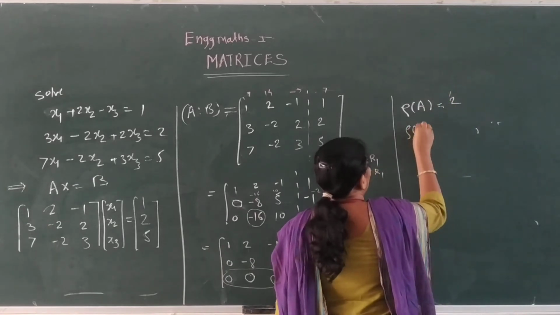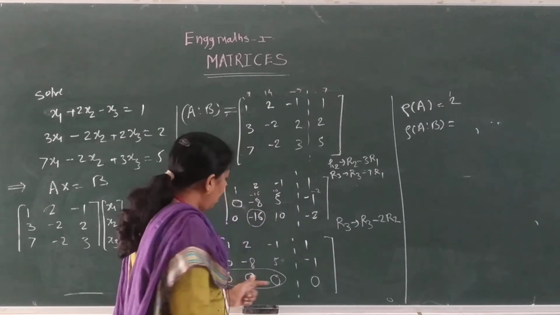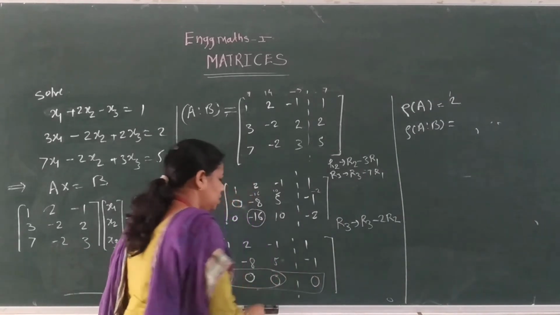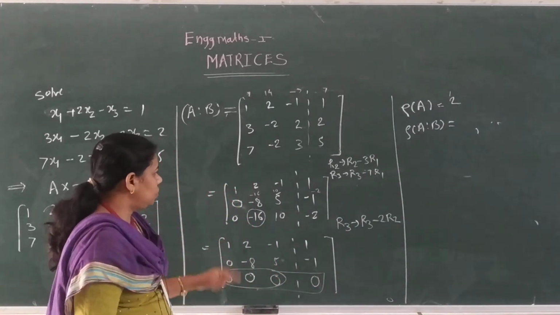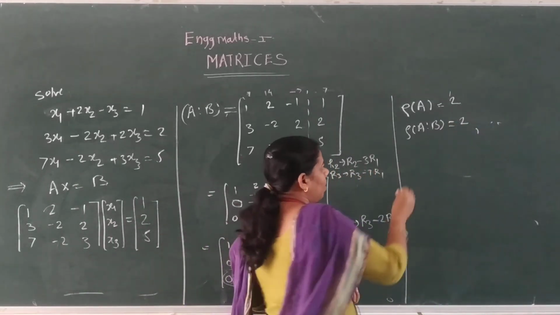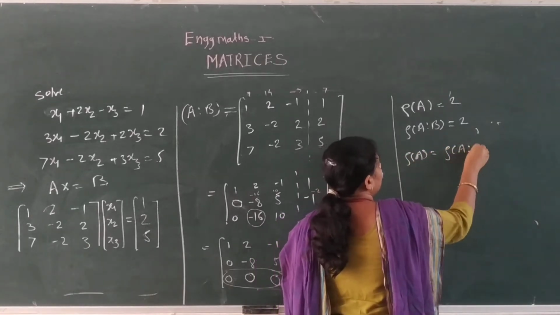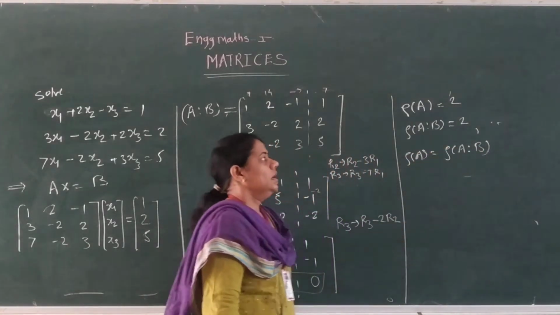And what is the rank of AB? In the rank of AB, the third row, all elements are 0, and non-zero rows are 2, therefore rank of AB is also 2. Therefore rank of A equals rank of AB, then the system is consistent.